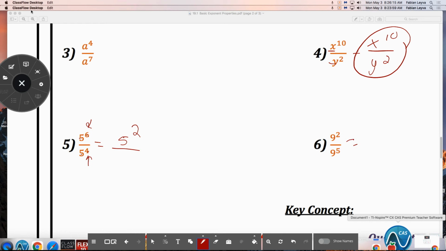All right, last but not least, notice that you have 2 numeric numbers of 9. There's more 9s in the bottom, so I'm going to put a 9 at the bottom. And by the bottom I mean the denominator, right? And then subtract the exponents. 5 minus 2 is 3. Don't forget your place value of 1, okay? Don't forget it.